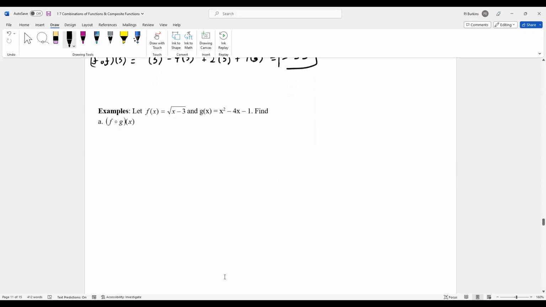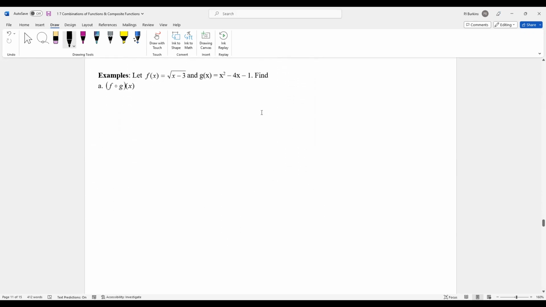We've got another example here. So this time we are looking at a function that has a square root, which means that's going to cause some restriction on our domain. Remember that square root, the interior must be greater than or equal to 0, which tells me that x has to be greater than or equal to 3 here. All right, what is f of g of x look like?